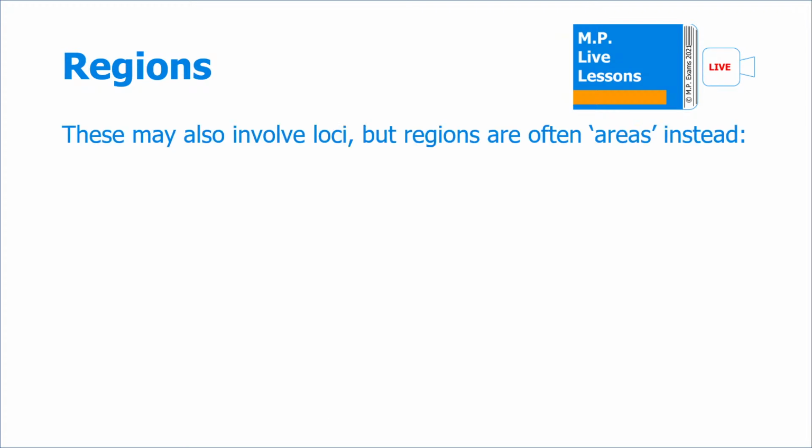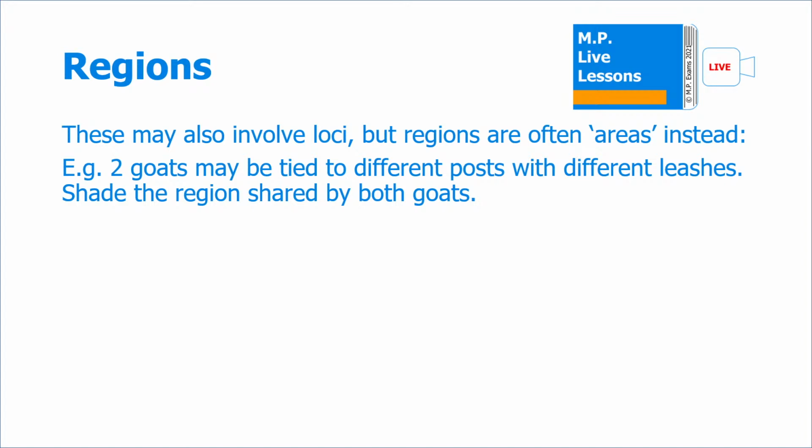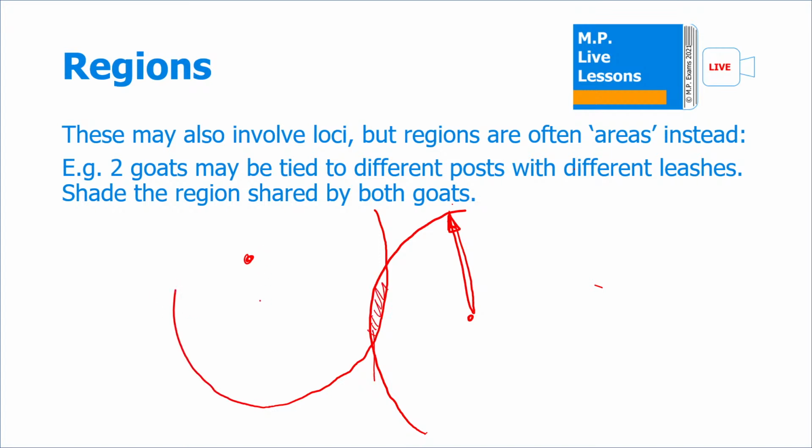Another use of loci could be regions as well, and these are often areas. For example, two goats may be tied to different posts with different leashes or lengths, and let's say the region shared by both goats. For example, we've got a goat tied here and a goat tied here. This goat has a leash about this long, whereas this goat has a very long leash. And this here would be a region where they can both go. It's a bit like saying they're both in reach from both goats.